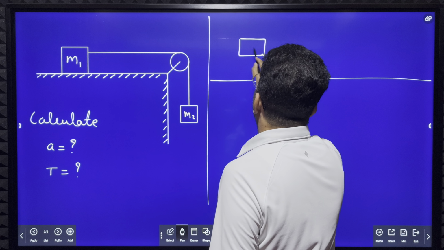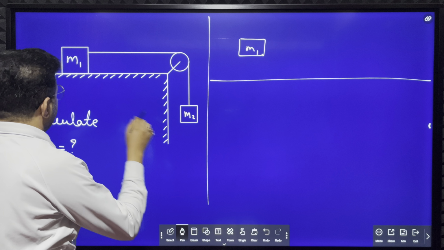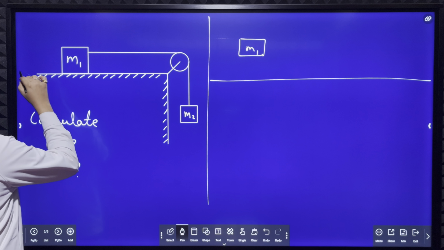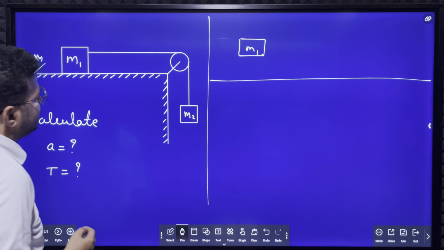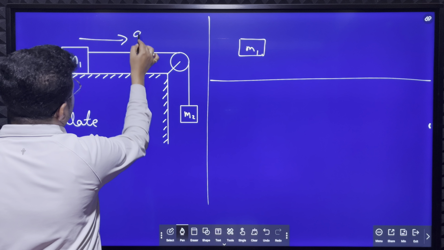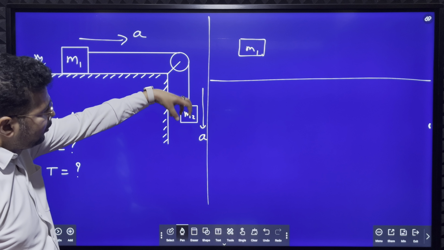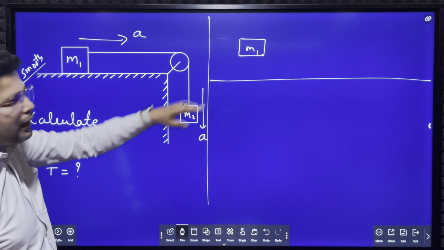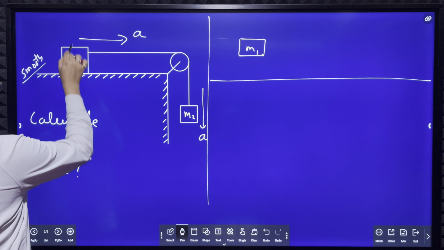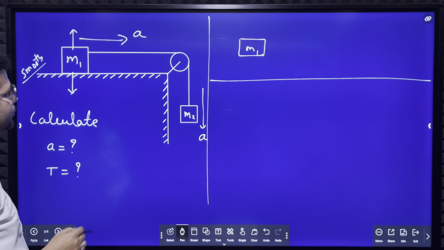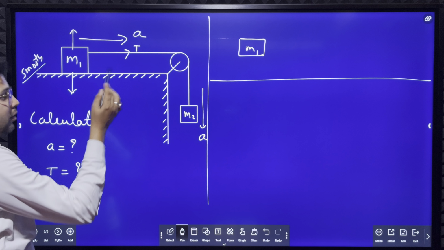On m1, which are the forces acting? Unless specified, it is a smooth surface, correct? Now the surface is smooth, and these two masses are moving with an acceleration a. Here the weight of m2 is responsible for acceleration, because on m1, the weight of m1 gets cancelled with the normal reaction. Therefore only the tension in the string is responsible for the motion of m1.